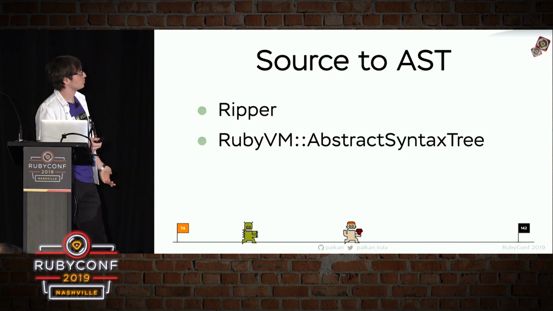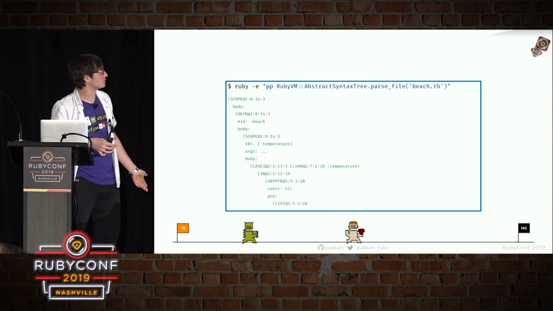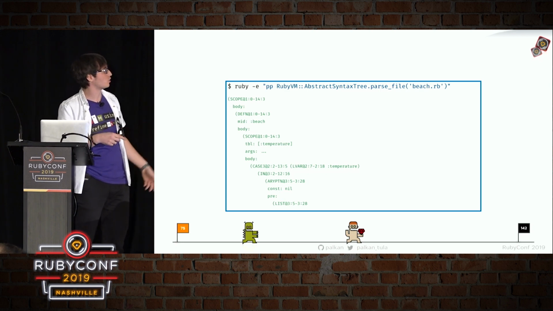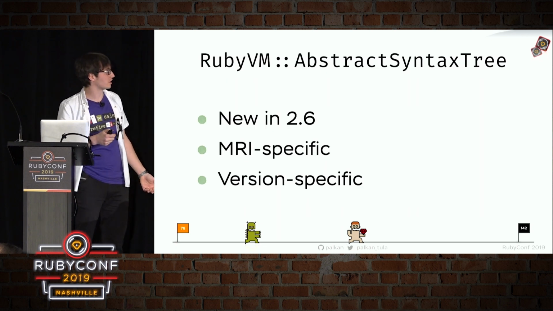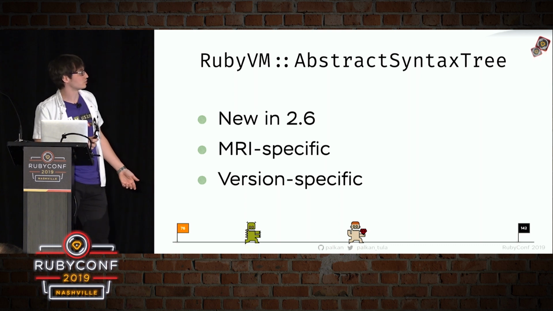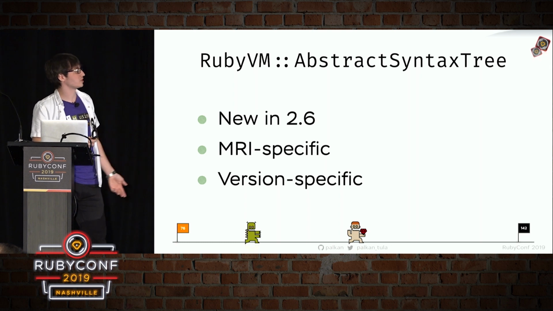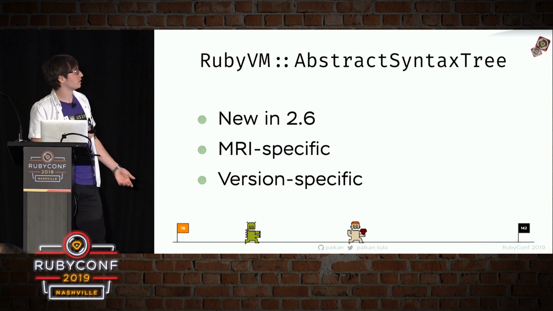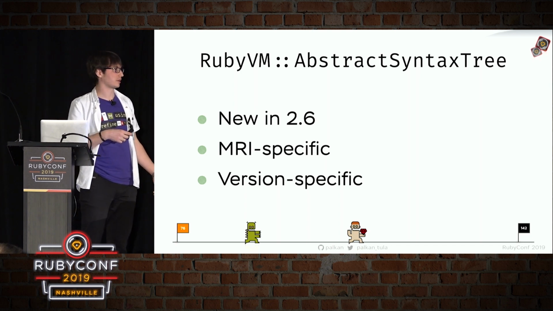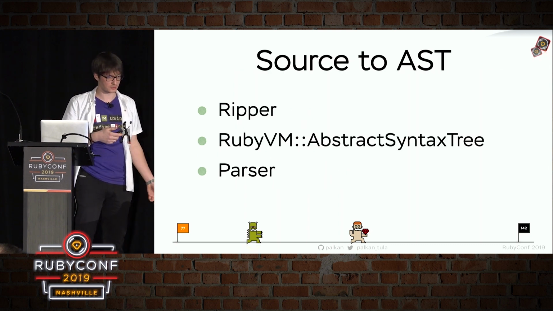Another candidate is RubyVM::AbstractSyntaxTree. It also generates an abstract syntax tree, in a different form. This time we get objects with more information than from Ripper, but it's a new thing. It's not so well documented, and I'm not sure anyone except the authors of this feature uses it. And it's MRI specific, so compared to Ripper, which has been backported to JRuby, for example, RubyVM::AbstractSyntaxTree hasn't been yet. And again, the same thing as with Ripper, it's version specific.